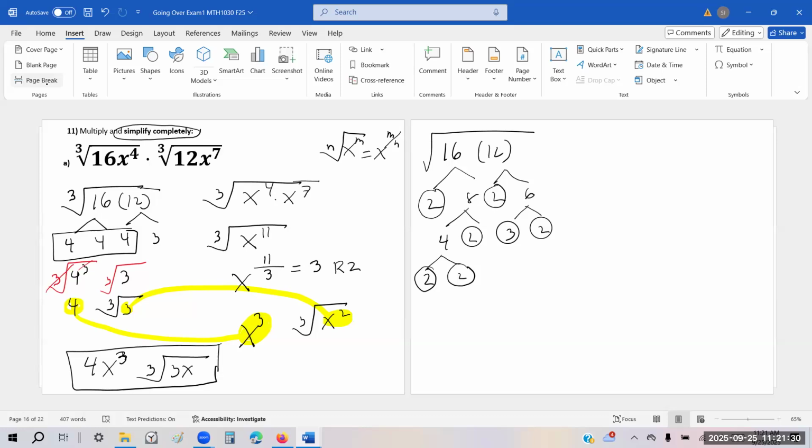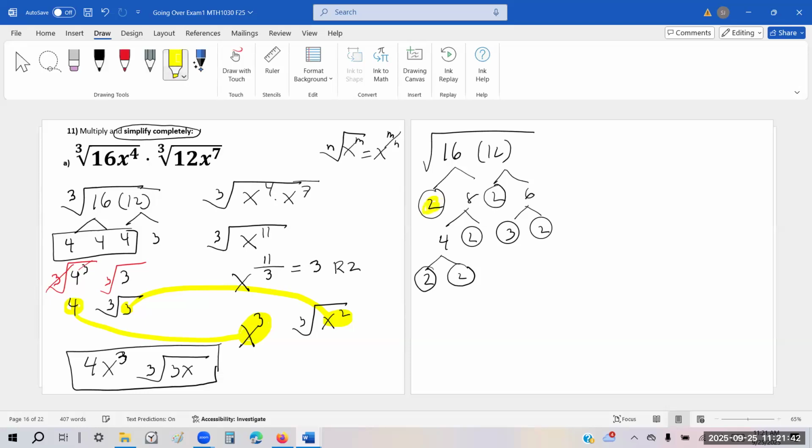Now among all these circles, do you see the same thing 3 times? Which one do you see 3 times? We definitely see 2, 2, 2. We see 2 three times. So 2 three times. We see something else also 3 times, right? What else do you see 3 times? Another 2. So you write another 2 three times. And then you see a single number. Which one is a single number? The 3.